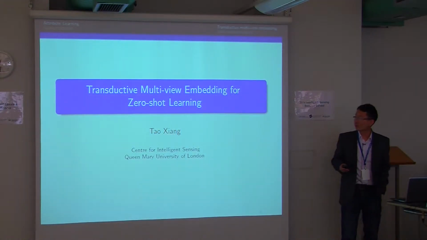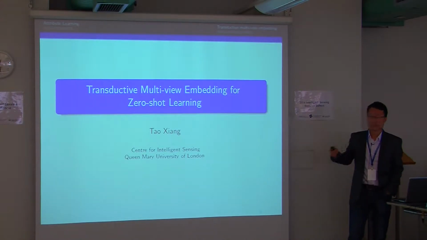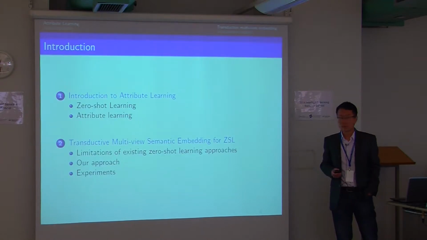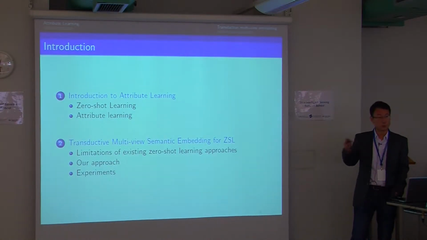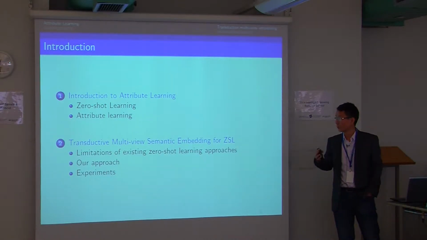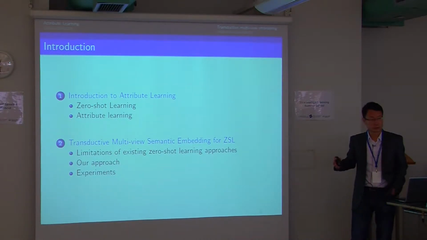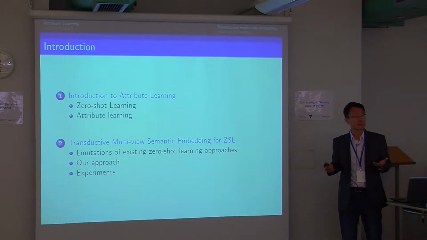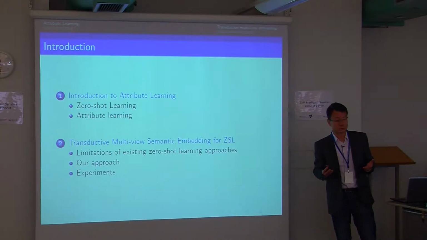So today I'm going to talk about a specific topic in computer vision. It's called zero-shot learning. I divide my talk into two parts. The first part is to give a general introduction to the background of the problem. So I'll talk about what is zero-shot learning and why I want to do zero-shot learning.